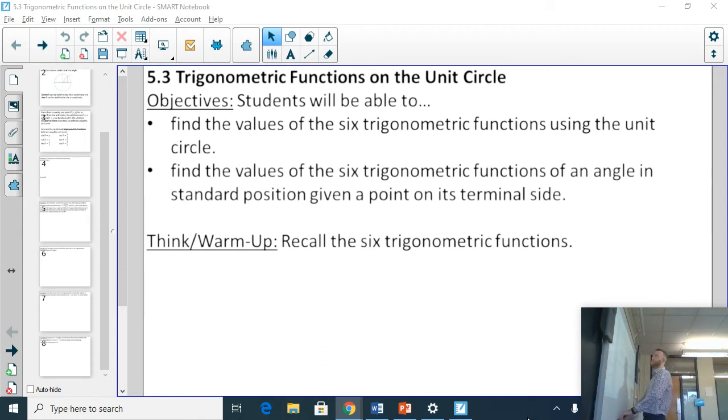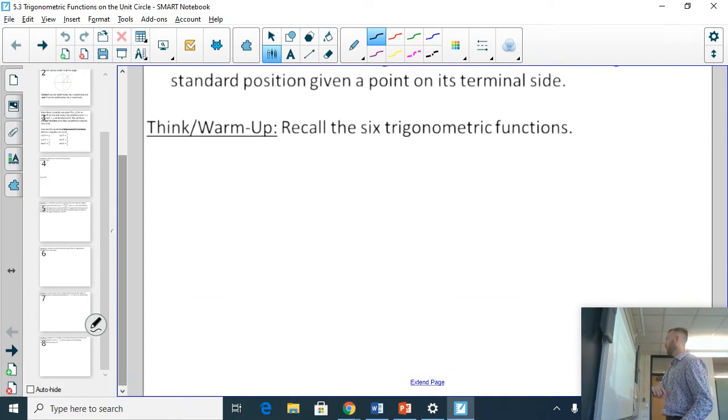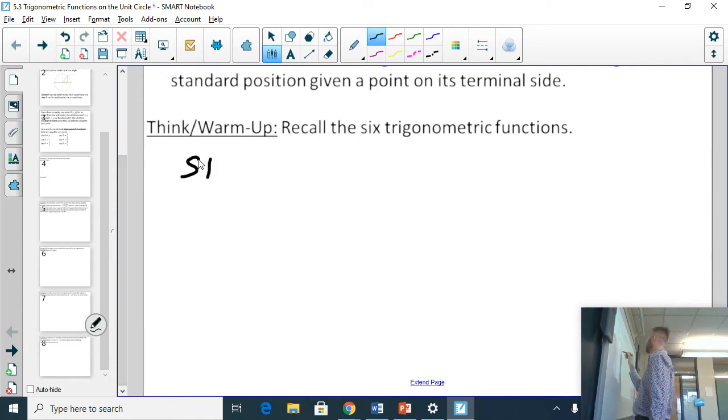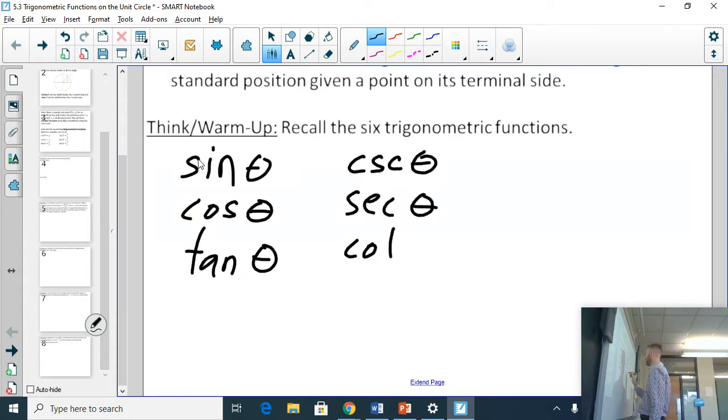Right, guys, today we are going to be talking about 5.3, which is trigonometric functions on the unit circle. For a think and a warm up, we're just going to recall the six trig functions. We have sine of theta, cosine of theta, and tangent of theta. And then the reciprocals of those, we have cosecant of theta, secant of theta, and cotangent of theta.